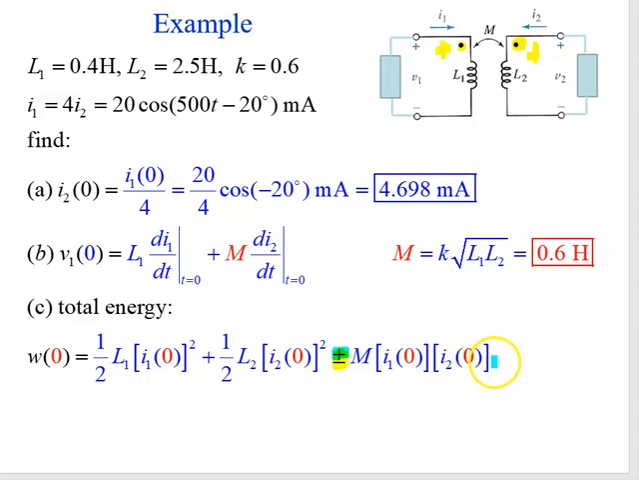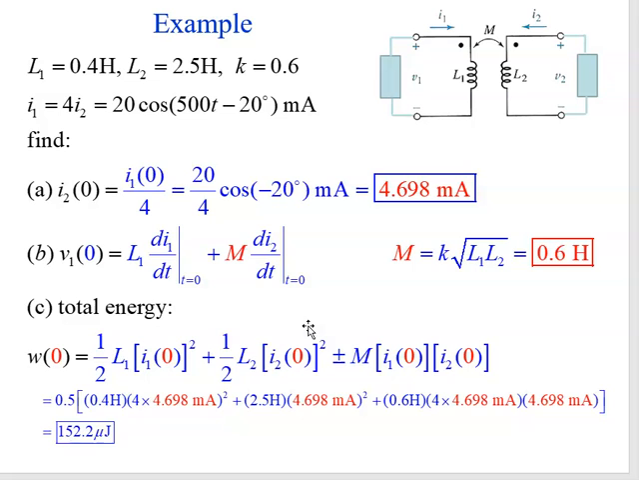So now that's easy enough to calculate because we're just plugging in. We know I1(0) and we know I2(0). I1(0) is just going to be 4 times that. We know L1, we know L2, and we know M. So our decision here was to use the positive. When we plug that in, you should check this to make sure you can come up with the right solution as well. We come up with 152.2 microjoules.